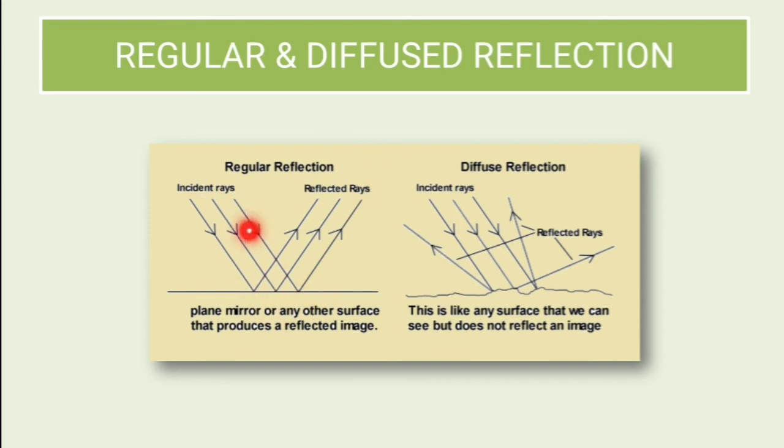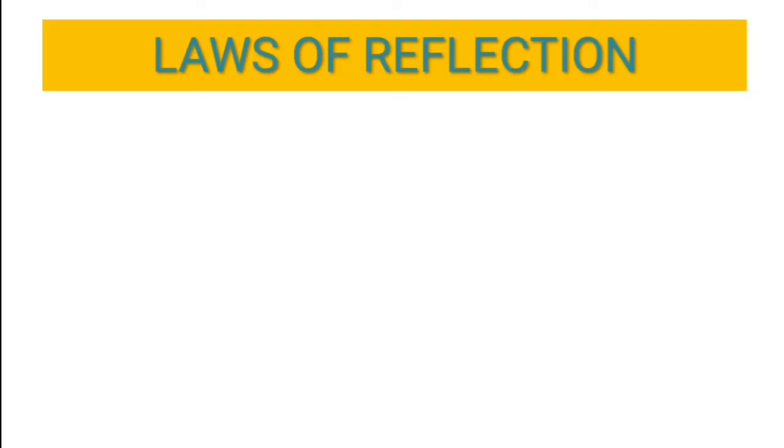Okay, so after reflection, if the rays are parallel, then it is a regular reflection. It happens in the case of plane surfaces like a plane mirror, whereas in this case you will see that the surface is not plane, it is quite irregular. So after reflection the rays are not parallel. Okay, the examples are many. It can be a stone, it can be a cardboard, where the surfaces are not plane.